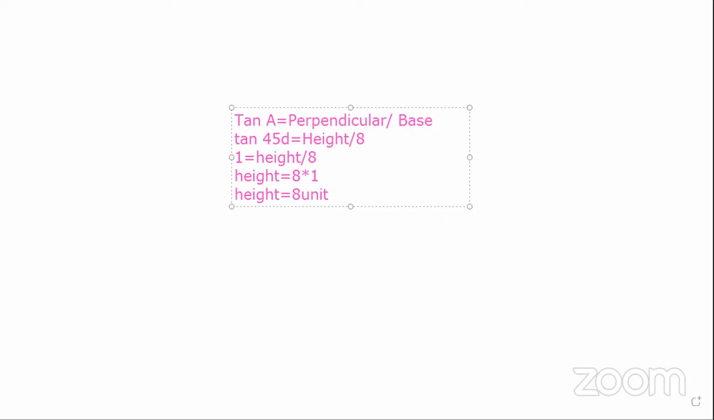You can go with this process, or else use the method I told you earlier: if the angle is 45 degrees, PR and QR have the same height. This is 8 units and this is 8 units, so QR is also 8 units. By using this you can also find X. X and H must be the same, so if H is 3 feet, obviously X is also 3 feet because this is a 45 degree angle. Now see the next important one.